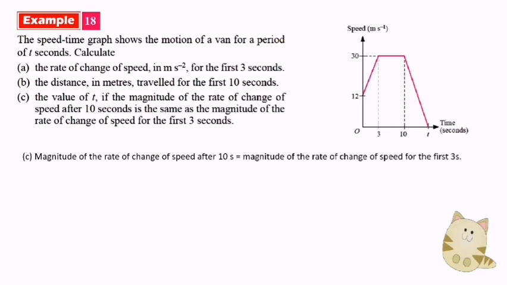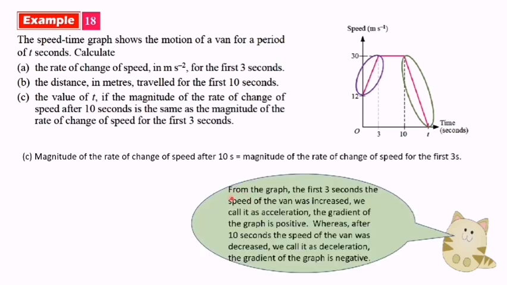is the same as the magnitude of the rate of change of speed for the first 3 seconds. So the first 3 seconds is here, and after 10 seconds is here. From the graph, in the first 3 seconds the speed of the van was increased. We call it acceleration. The gradient of the graph is positive, whereas after 10 seconds, the speed of the van was decreased. We call it deceleration. The gradient of the graph is negative.